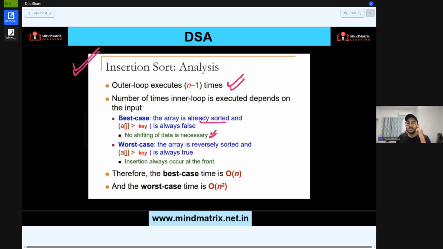But what about the worst case, when the array is reversely sorted? That means it is in descending order. Then this condition will always be true.